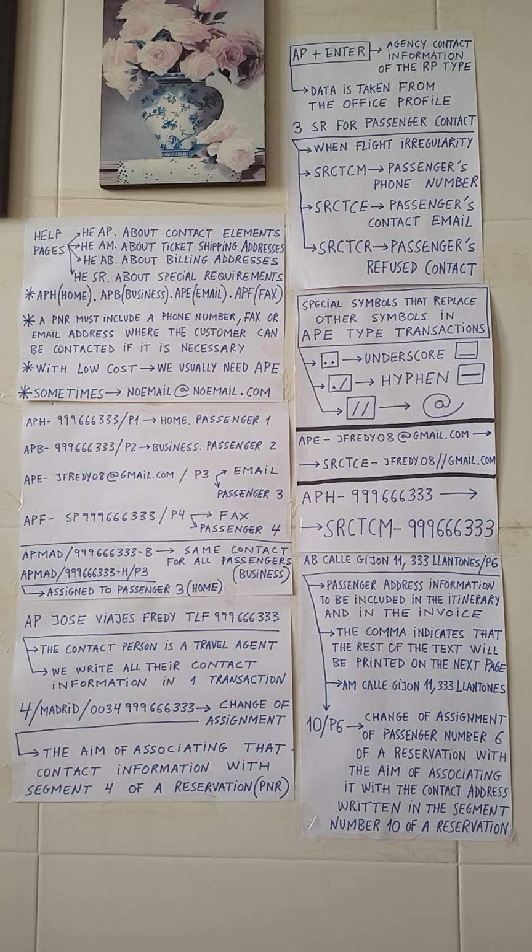This means that the AP code is still used when making a reservation, but we need to add transactions like these three with the SR code before issuing a ticket to obtain contact information for emergencies. The first option is to use SRCTCM in transactions that input the phone number.